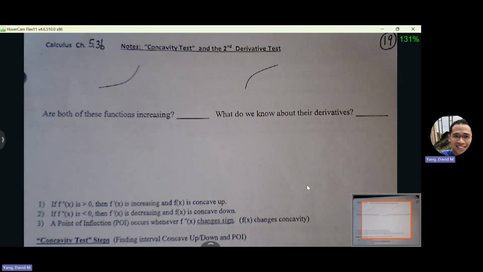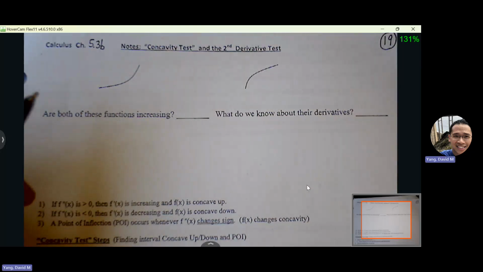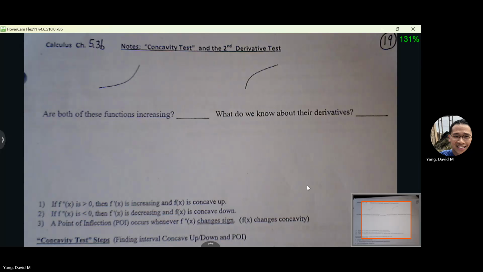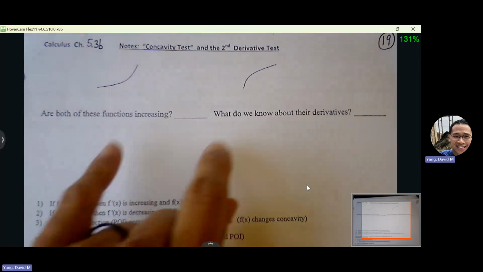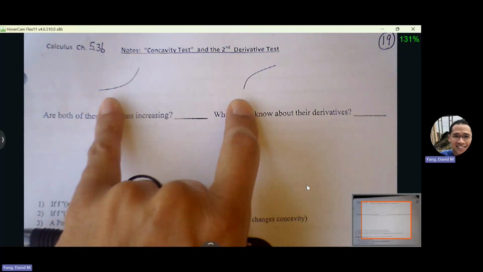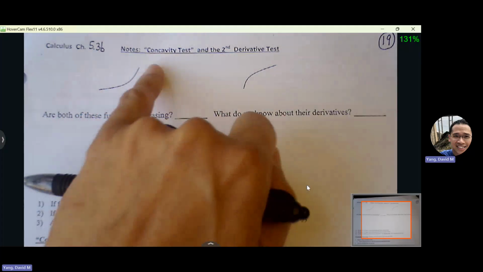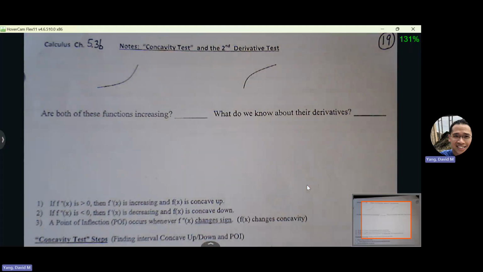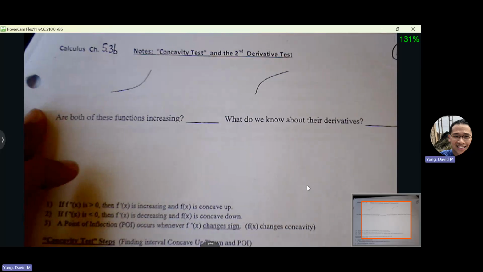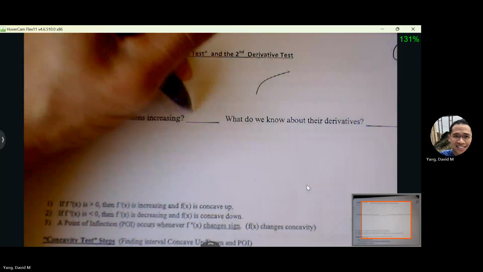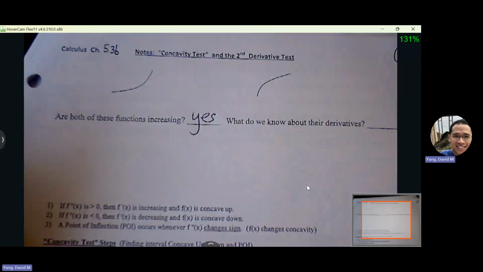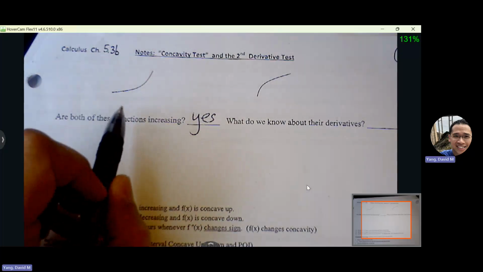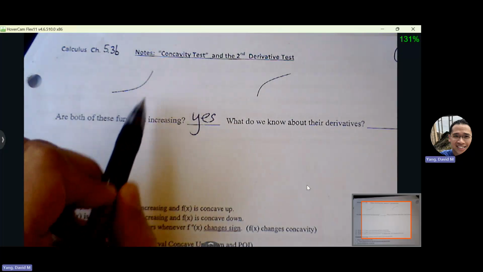So, second derivative test, or sorry, concavity. The question here is, are both these functions increasing? Yes, they're both positive slopes, but you can obviously tell that even though they're both positive slopes, their graph is a little bit different. So it's true that both these functions are increasing, but their slope is changing at different rates, right?